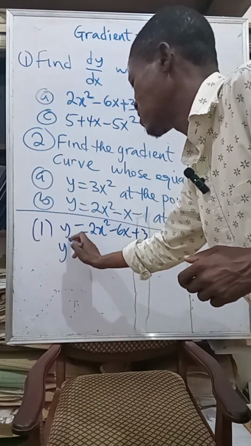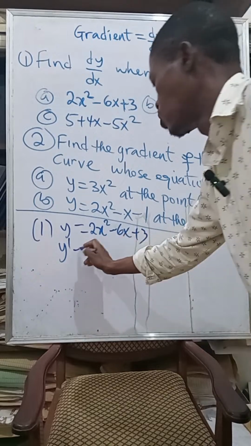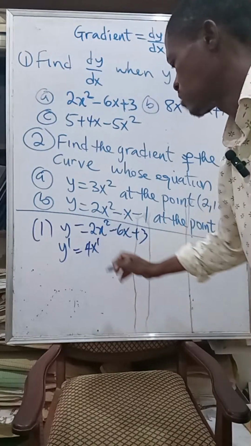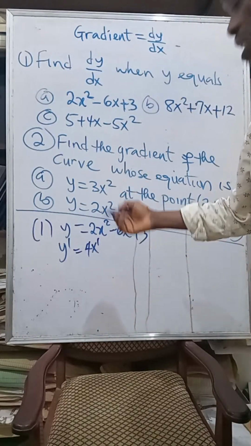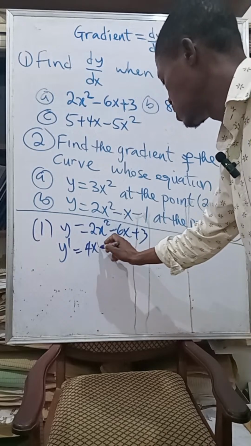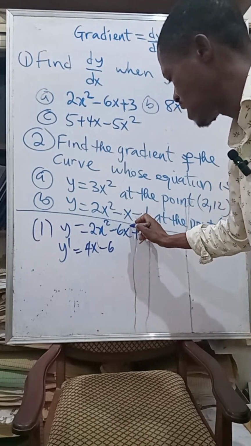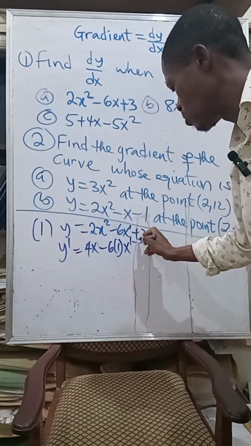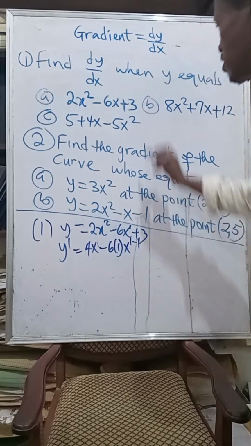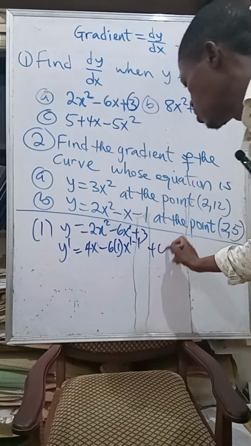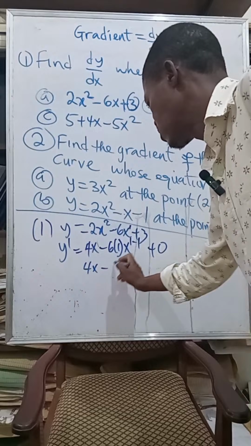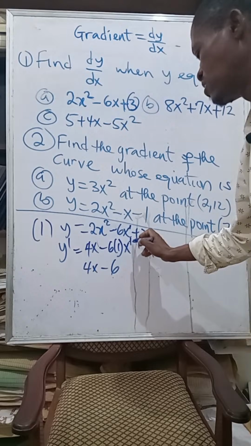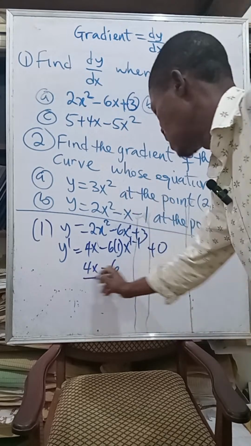So dy/dx is the same as y prime, and that will be equal to the 2 will go to the front, that will be 4x, the power minus 1, that's power 1, which is anything to power 1 is that number. Then this will be equal to 6. The power here is 1, so that will be 6 times 1, and then x to power 1 minus 1, and then this is a constant. If you differentiate 3, that will give you 0. So we have 4x minus 6. 1 minus 1 is 0, x to power 0 is 1. So this is your answer for number 1.